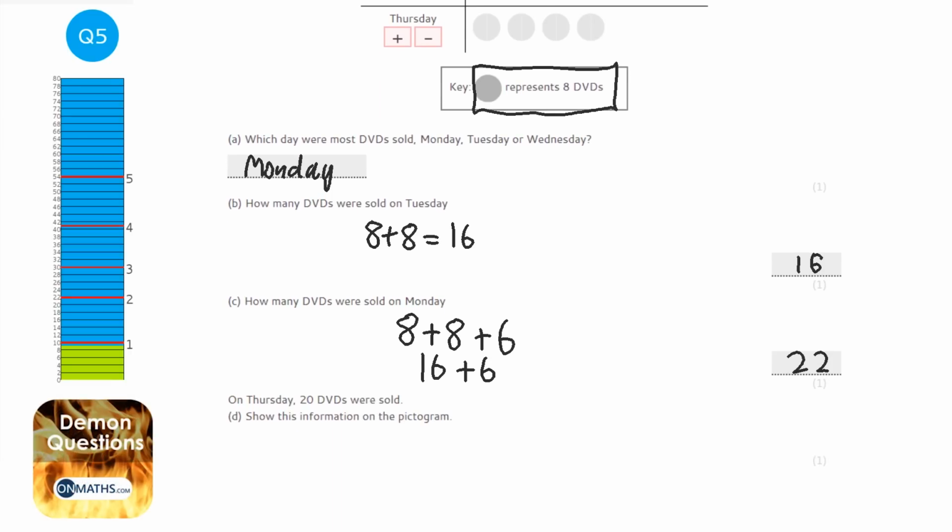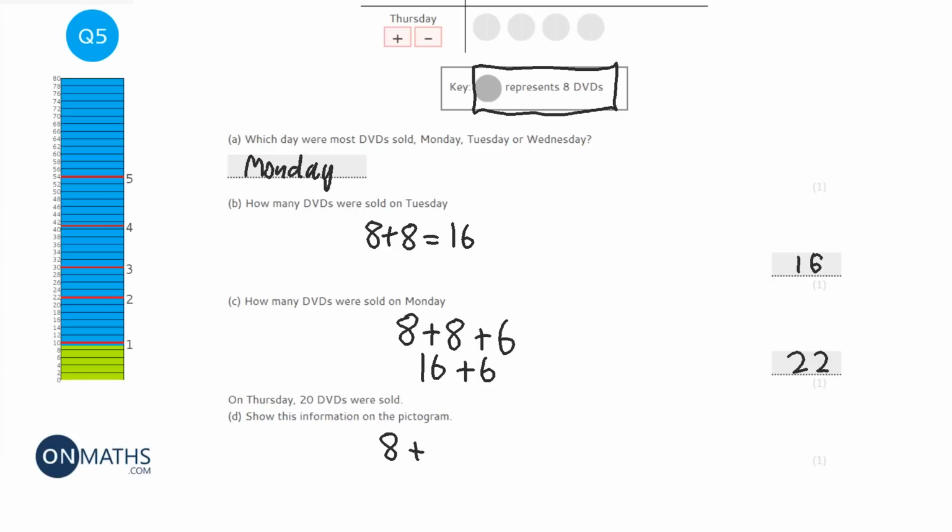On Thursday, 20 DVDs were sold. Show this information on a pictogram. So let's have a think how many circles that will be. If I've put 1 circle down, that's 8. Well, we've still got enough left over. If I put another full circle down, that's 16. Now 16, let's try another one. Let's put another full circle down, and that gives us 24.